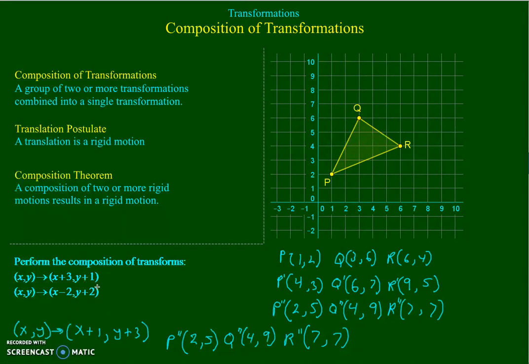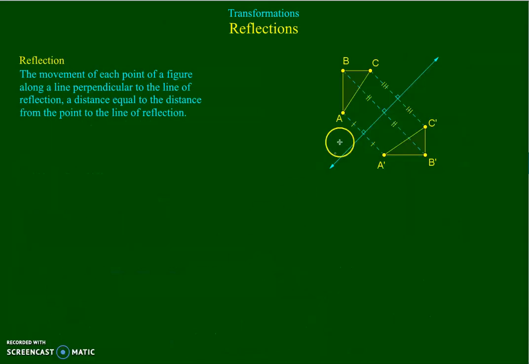All right, let's move on to reflections. Here we have a representation of a reflection, and the definition of a reflection is the movement of each point of a figure along a line perpendicular to a line called the line of reflection, a distance equal to the distance from the point to the line of reflection. Now that may seem a little cryptic. Let's take a look at it over here.